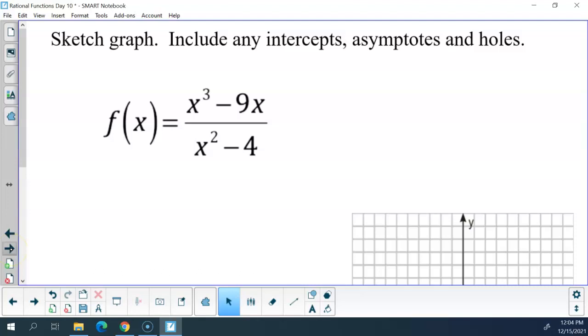Here is the first example of the day. f of x equals x cubed minus 9x all over x squared minus 4. While you are writing it down and doing it, let me tell you a couple of things. First, Friday you will have a quiz. It will be a summative quiz. It will have 2 graphs and 3 problems on it. Next week, Wednesday, you will have the Unit 4 test. It will have 4 graphs and 8 other problems on it.